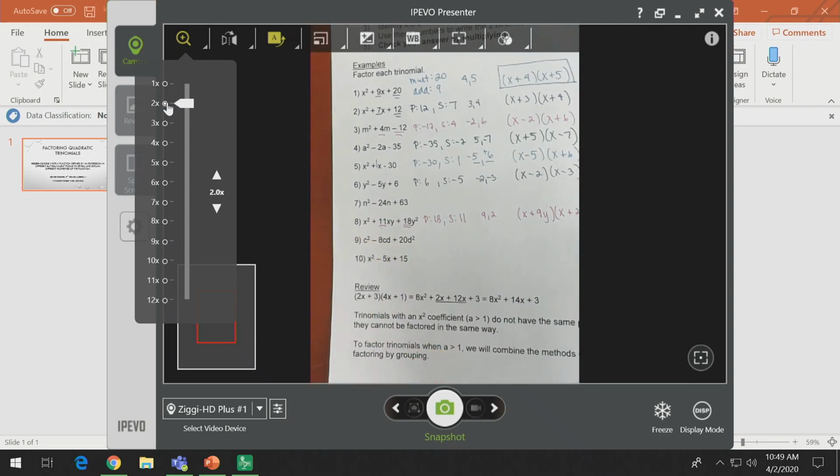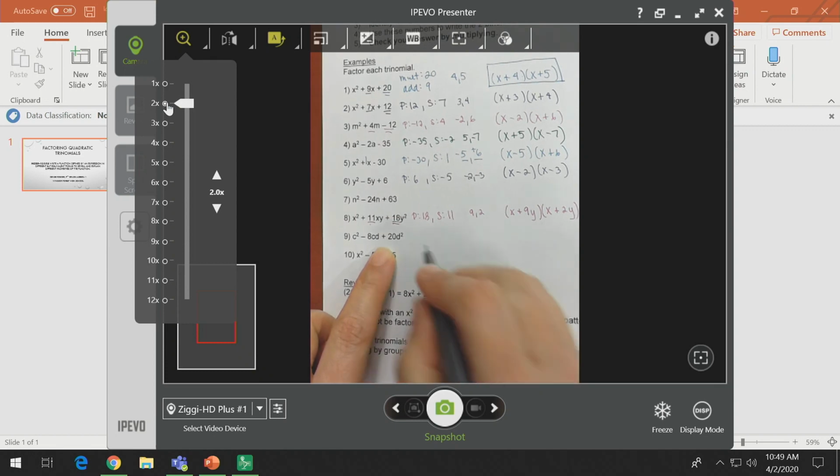Okay, so let's look at another. Man, I'm going to throw you curveballs left and right, so I hope you're ready. Let's look here. My product is 20.